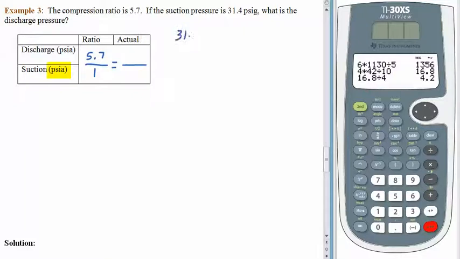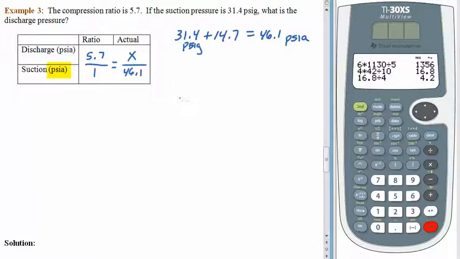So 31.4, don't want that to look like a 9. 31.4. How do you get from psig to psia? You have to include atmospheric pressure. 31.4 plus 14.7 is 46.1 psia. All right, this one was psig. All right, anyway, back to the proportion. 46.1 psia in the denominator, x up here in the numerator. And now we're ready to work.